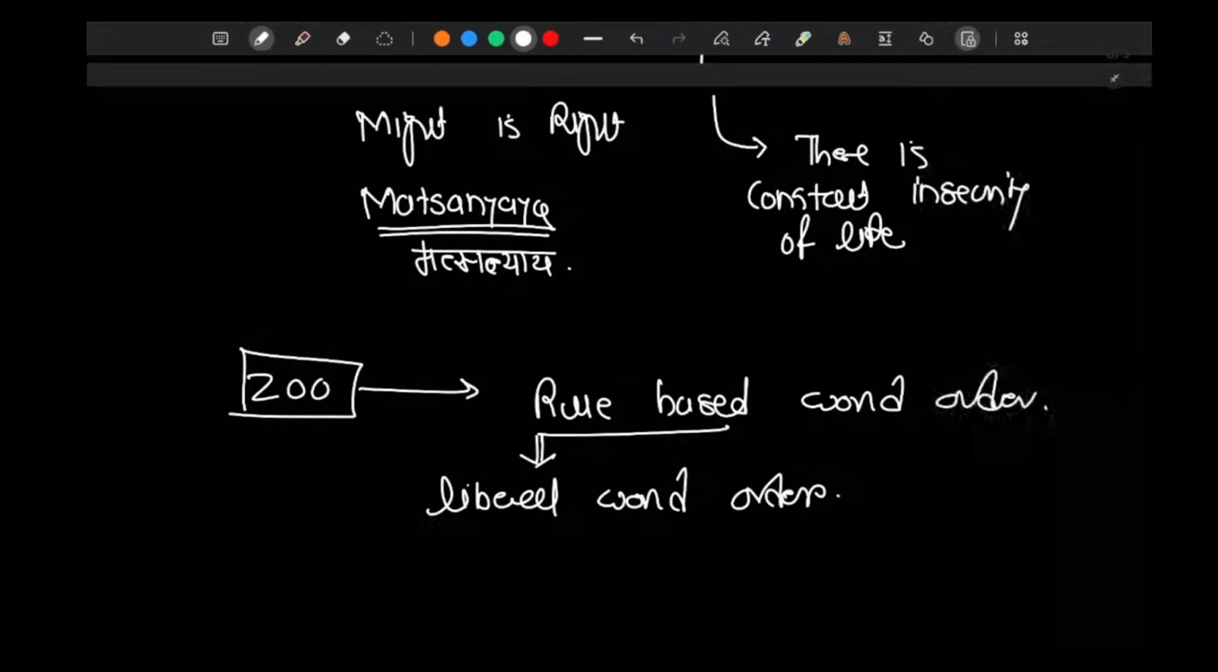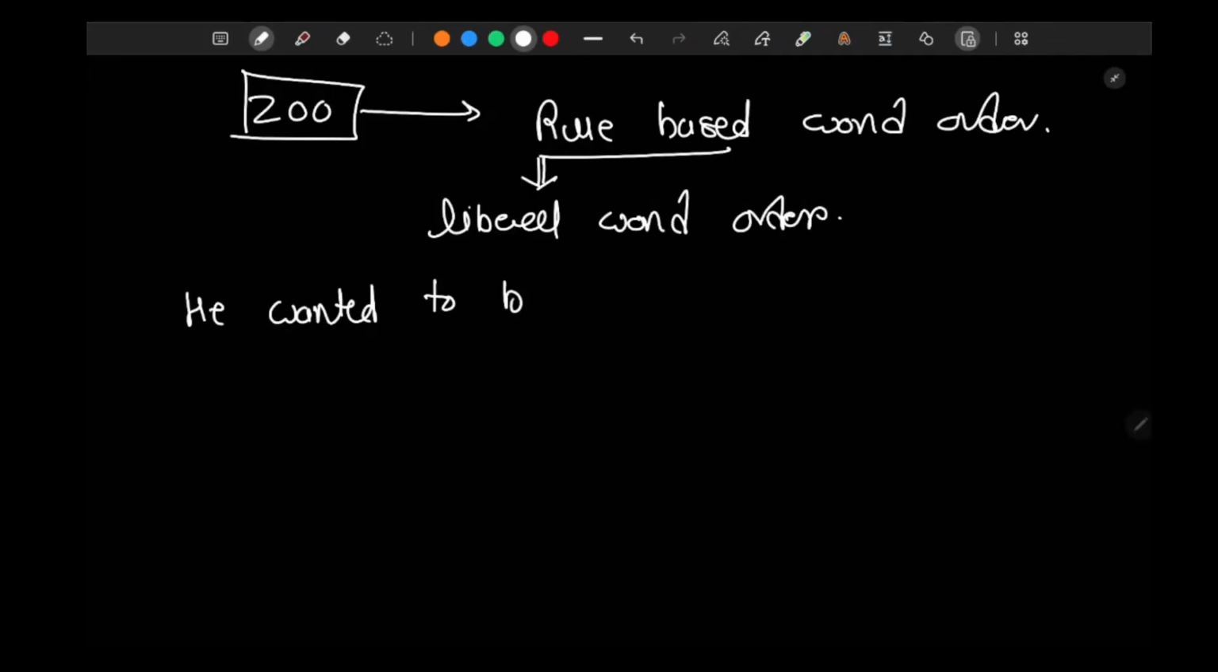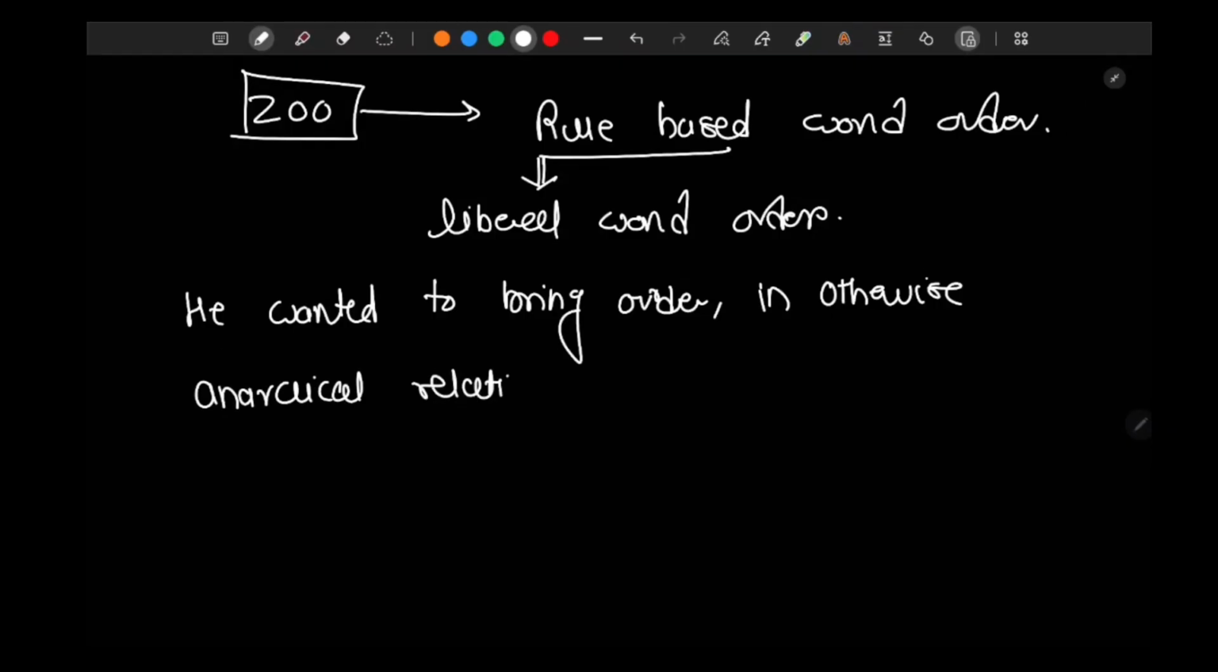He wanted to bring order in otherwise anarchical relations between nations, right?